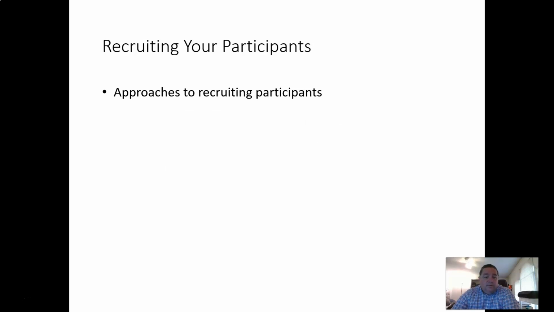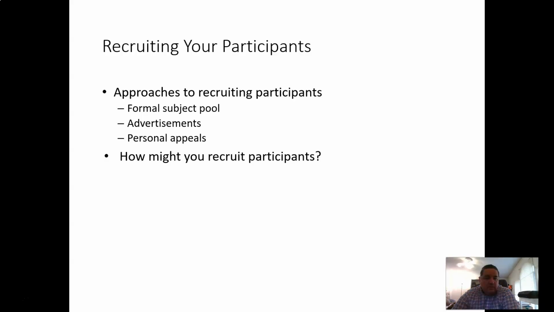So recruiting your participants, approaches to recruiting participants. Having a formal subject pool, so a list of people that meet whatever the qualifications are for your experiment, and then randomly assigning them to the different groups. Advertising, however, again, you're getting a select group. You get people who are willing to sign up for advertisements. Personal appeals, maybe going to the classrooms and recruiting people one-on-one. So if you were conducting an experiment, how would you recruit participants?